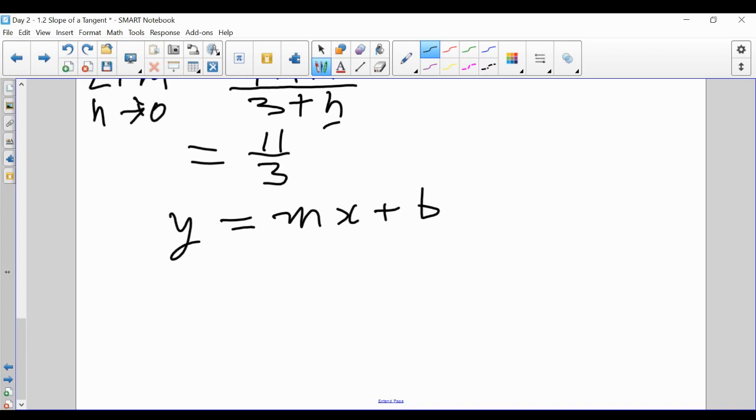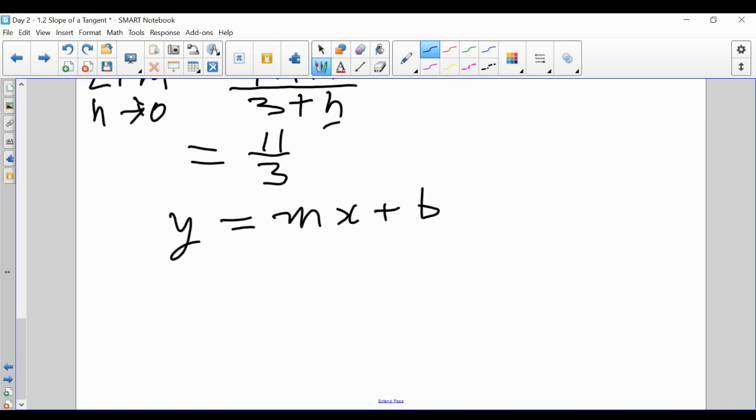Can you tell me what I can put in now to figure out what the actual equation is? I have a point on the line. I know the slope of the line. How do we figure out the whole equation? Can you give me some suggestions as to how I can do that? So we put the values that we know and solve for b.